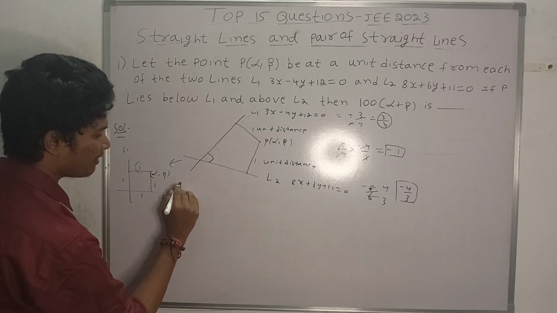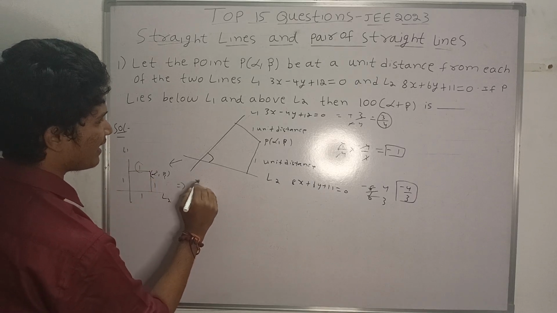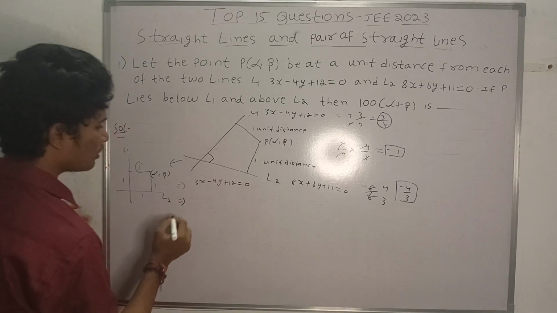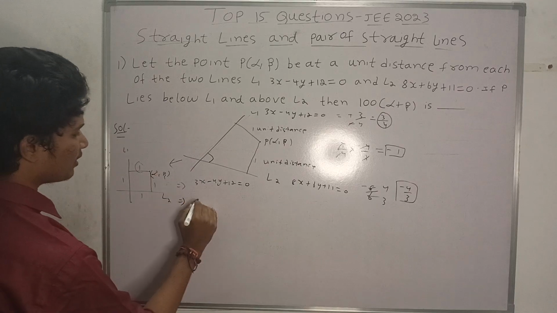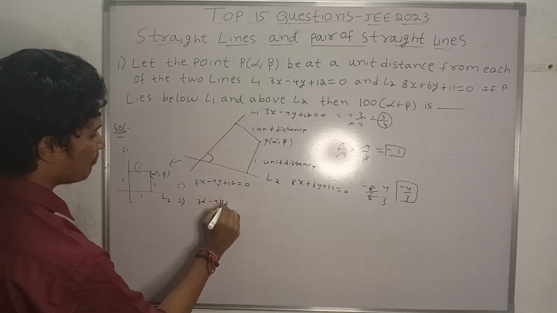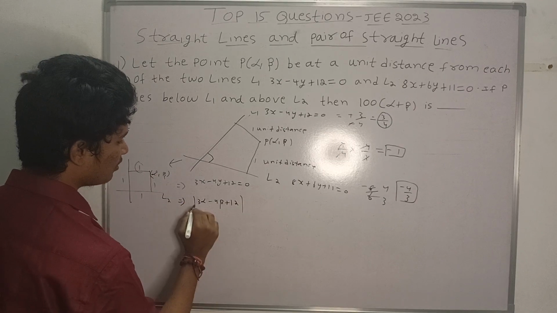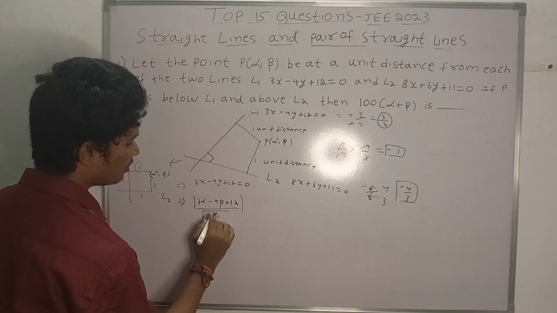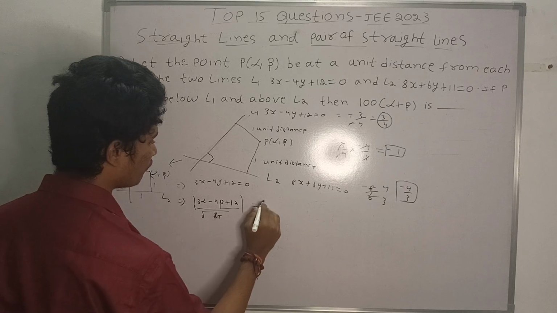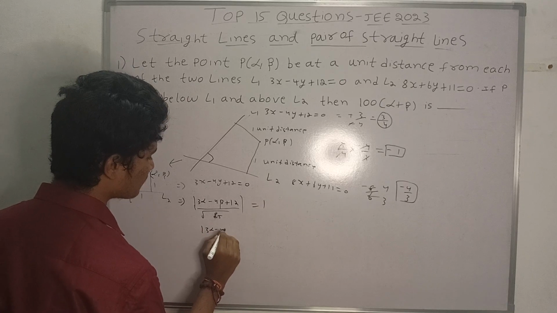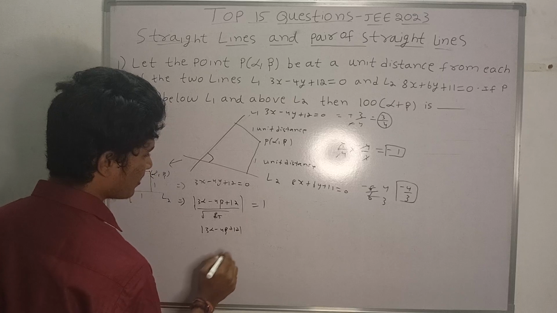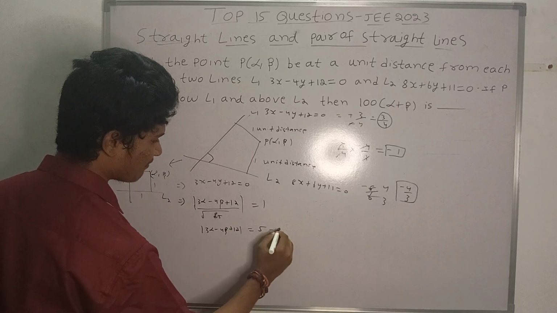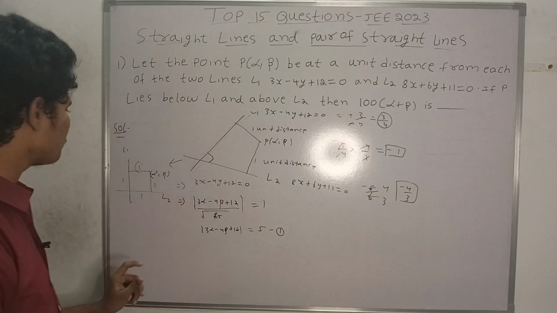So I am deducing that equation. The line L1 equation is 3x minus 4y plus 12 equal to 0. So the perpendicular distance from the point alpha beta is 3 alpha minus 4 beta plus 12 divided by root of 3 square plus 4 square, that is 25, that is 5, that equals 1. So mod of 3 alpha minus 4 beta plus 12 equals 5. This is equation number 1.